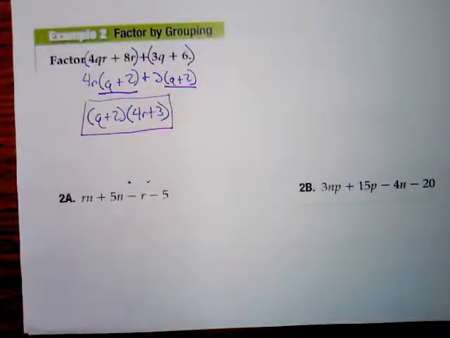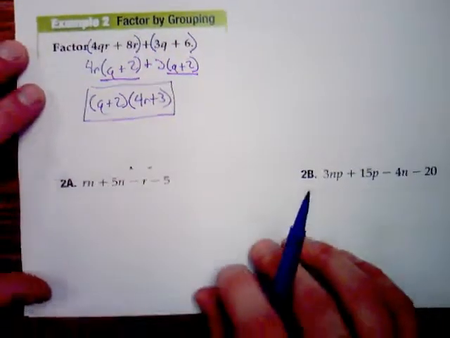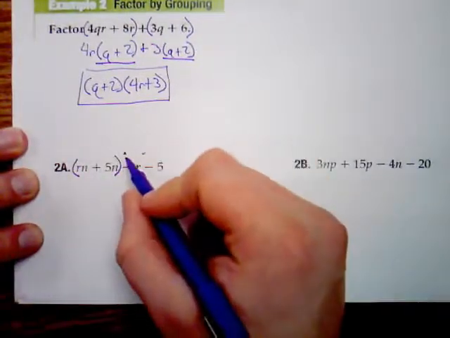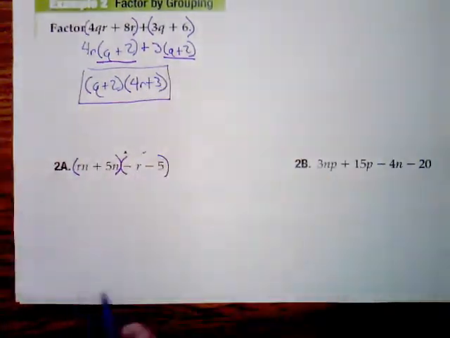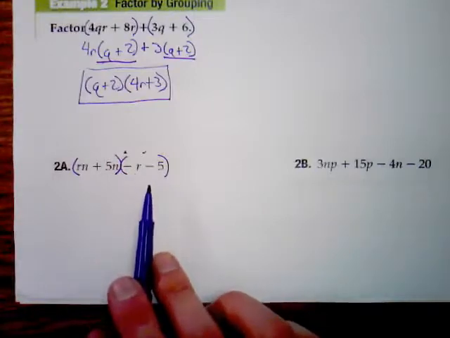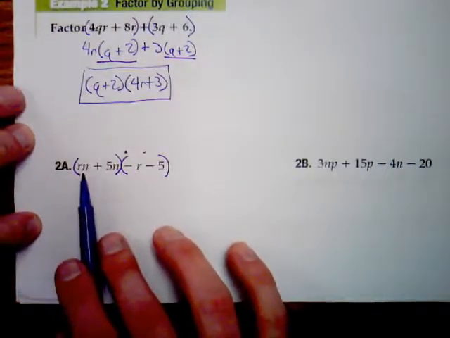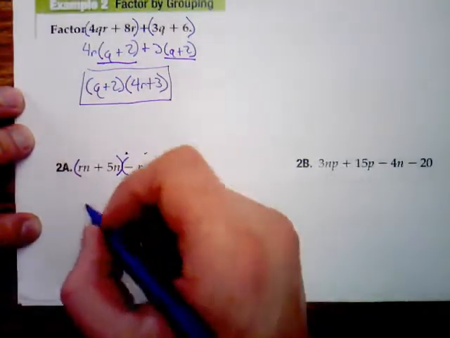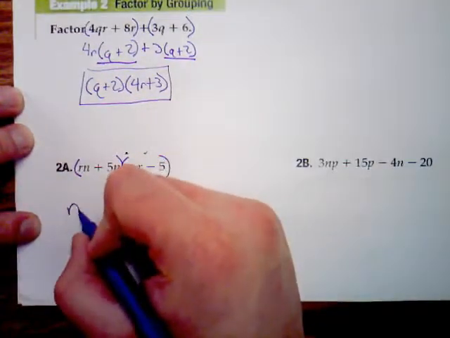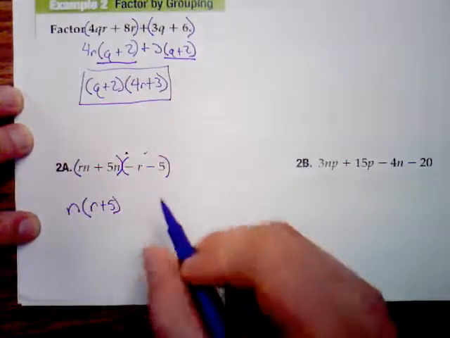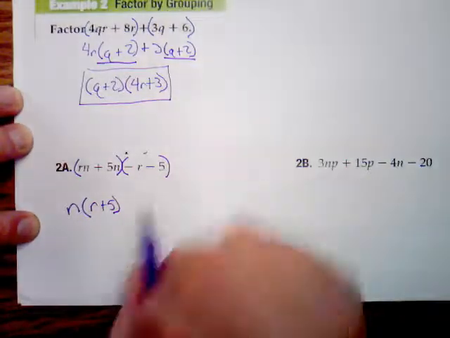Okay, I'm going to do one more, and then I'm going to let you guys try one. So 2a here, I group the first 2 terms and the second 2 terms, and notice how I include that negative sign with the r. That's going to be important when we factor to make sure we get our signs correct. So in this first set of parentheses, the only common factor that they have is n. If I factor that out, I get r plus 5. Here, I want to end up at r plus 5.